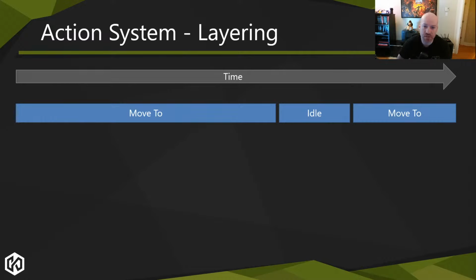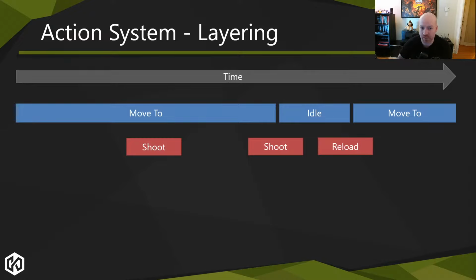A good example of this is here: I have a move to, then the character will stop for some reason, and then they'll start moving again to some new position. But while this is happening, I need the character to shoot. So we'll have a shoot action that starts and ends. Then we might have another shoot action, but it might start in the move to, and it'll only end when the character is already idle. But we don't care, because it's done in parallel.